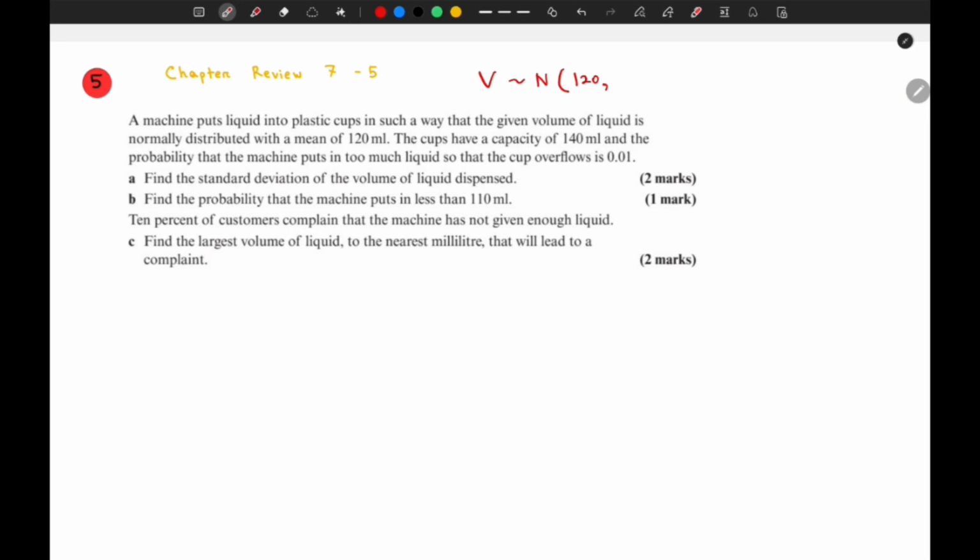Okay, so we do not know the standard deviation nor the variance, so we can write this as the standard deviation squared.